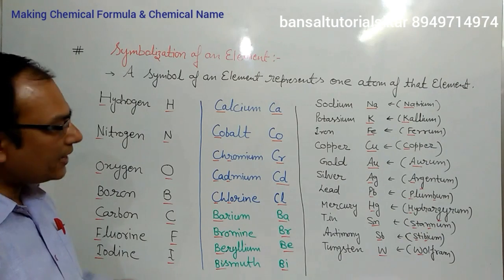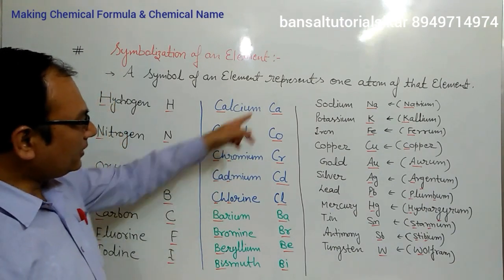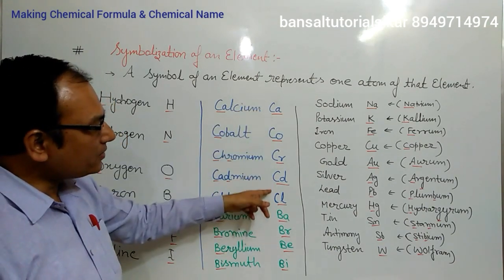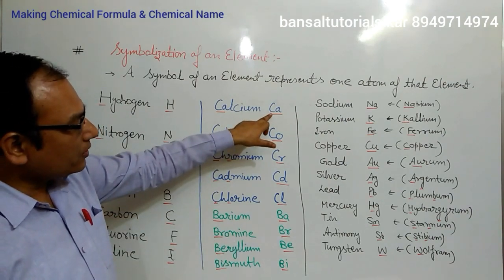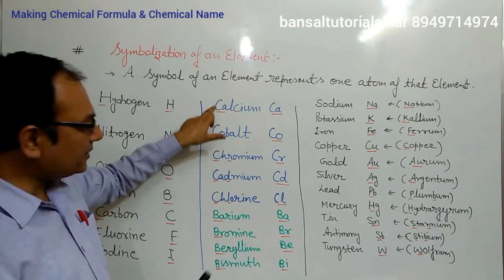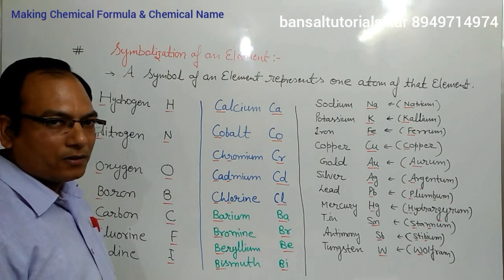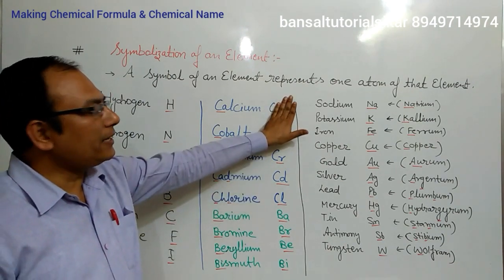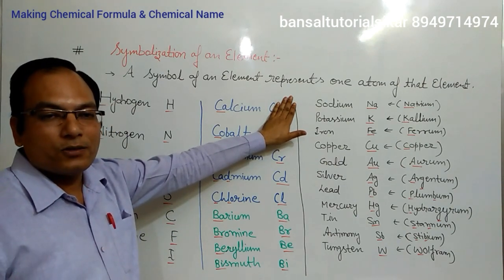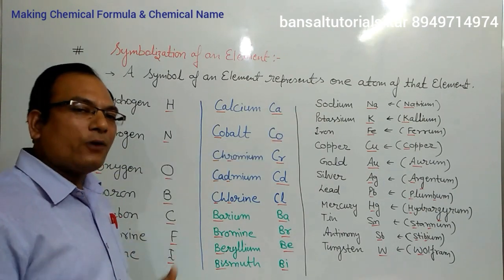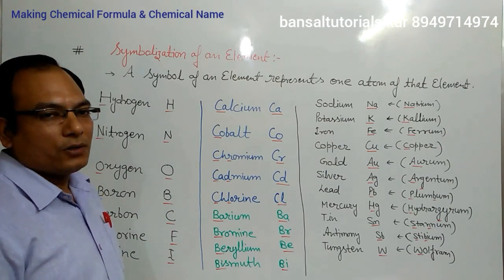Why is there a difference? Why are we using two letters and not one letter? You can see that in these elements, the initial letter is the same. If we use the first letter to symbolize these elements, it will create confusion. If we write only C, then it will not be clear whether we are talking about calcium or cobalt or chlorine or whatever. So to clear up this confusion, scientists thought that one more letter would be used to symbolize the element.